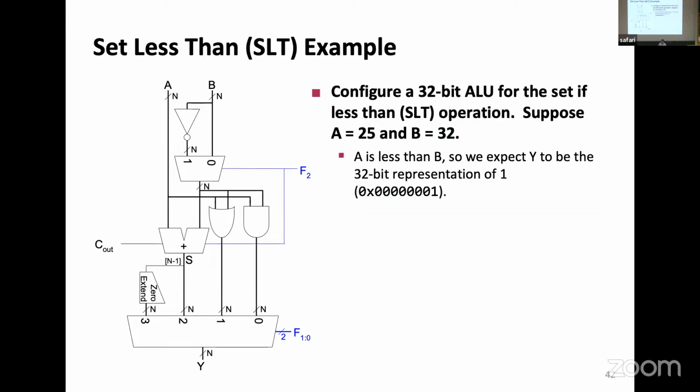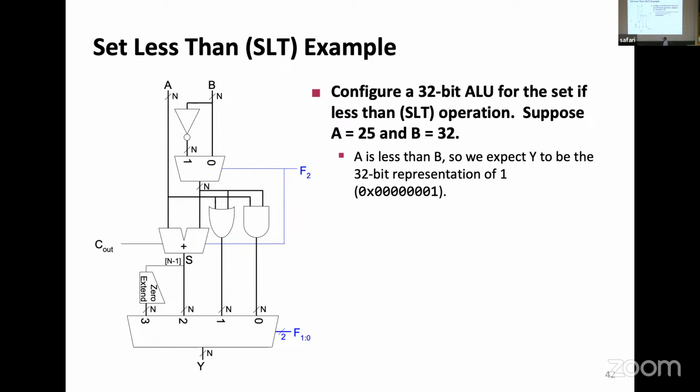Okay. Now, there is one funny function, set less than, and the set less than operation is one of the funny operations of the CPU we are looking at. A is 25, B is 32. If A is less than B, we expect Y to be the 32-bit representation of 1. Okay, how do we do this? We subtract B from A, look at the most significant bit and zero extend it, meaning put 31 zeros in front of it, so that here I have a 32-bit number.